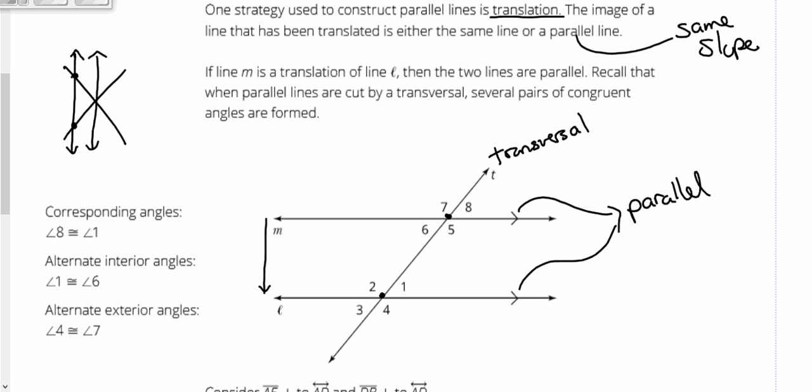All right, so with the parallel lines, you have a bunch of different sets of angles that are congruent. Okay, and this little symbol right here means congruent. And remember, congruent means equal.